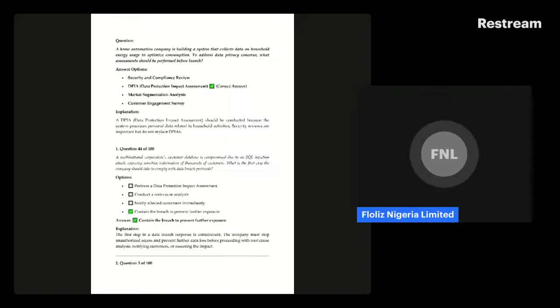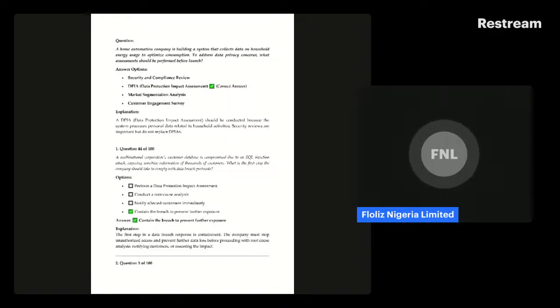So another question is, a home automation company is building a system that collects data on household energy usage to optimize consumption. To address data privacy concern, what assessment should be performed before launch? So the answer is obvious, it is DPIA. And this was one of the topics we treated in the course of the training.